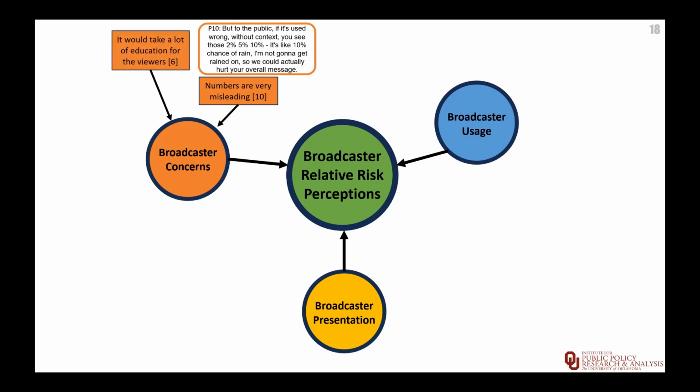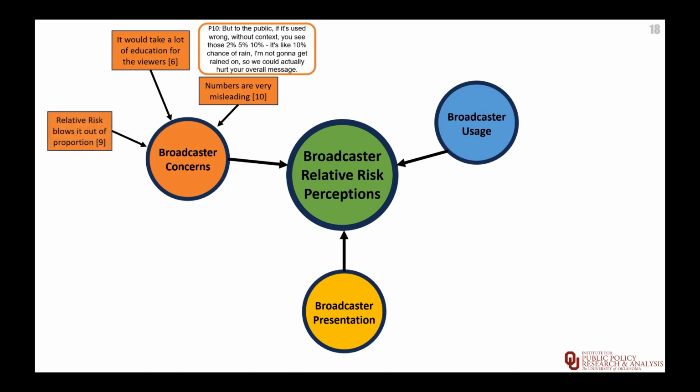But then they think that it would probably take a lot of education to show their viewers something new like relative risk. 6 broadcasters mentioned that they're not sure they'd have the time in their 3-minute shows to educate viewers on how to interpret these new probabilistic values.